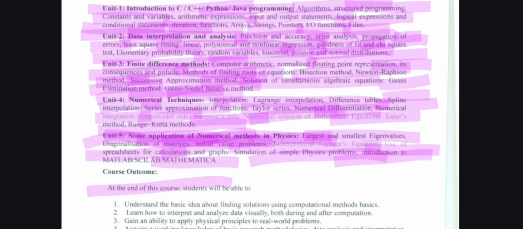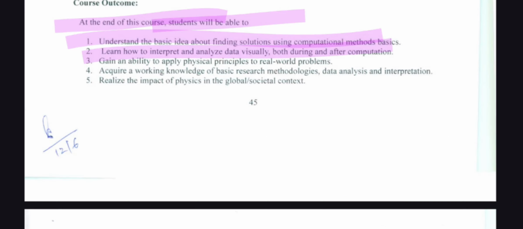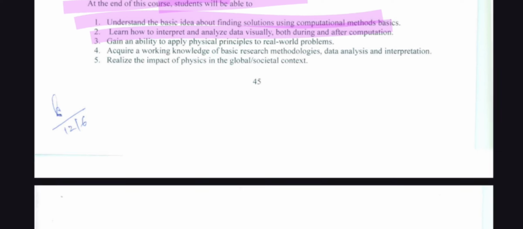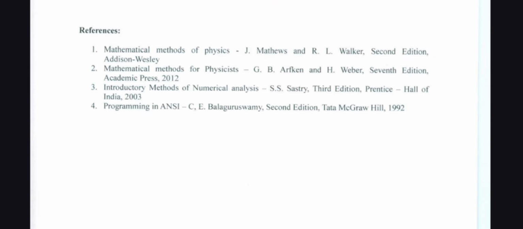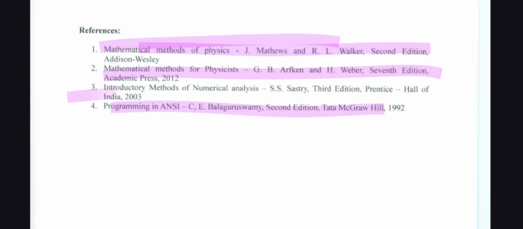So here you see this. At the end of this course, a student will be able to read this. So course outcome, see here. So references of the book here, see this. There are 4 books. And come to the next topic.